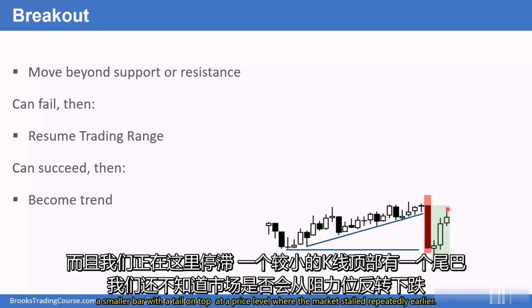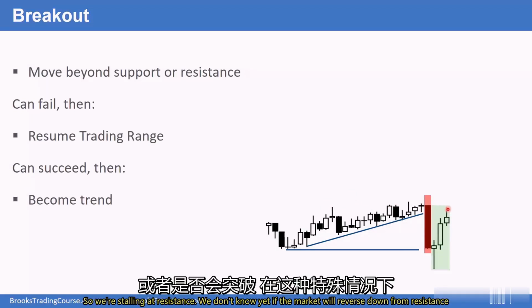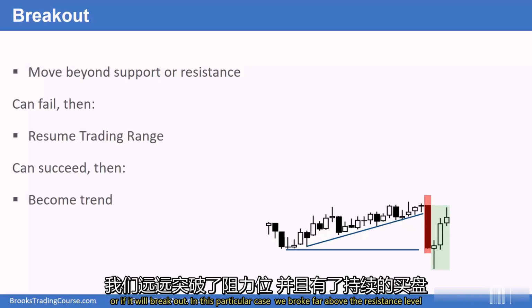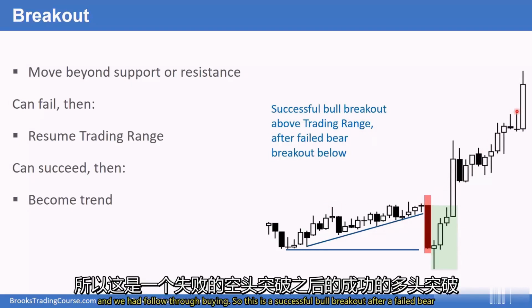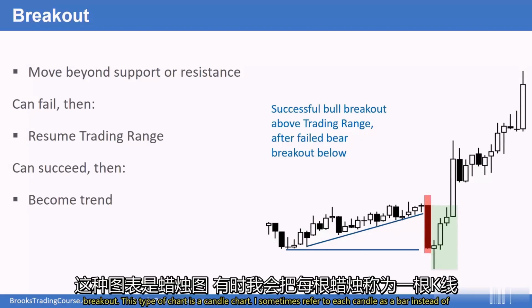And we're stalling here, a smaller bar with a tail on top, at a price level where the market stalled repeatedly earlier. So we're stalling at resistance. We don't know yet if the market will reverse down from resistance or if it will break out. In this particular case, we broke far above the resistance level, and we had follow-through buying. So this is a successful bull breakout after a failed bear breakout.